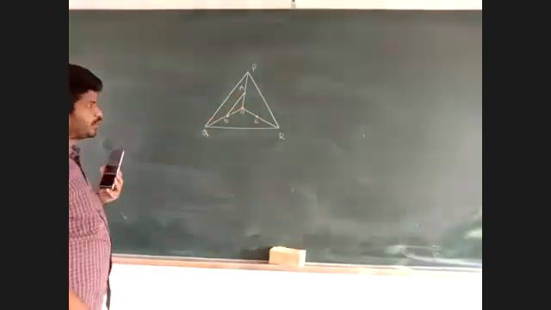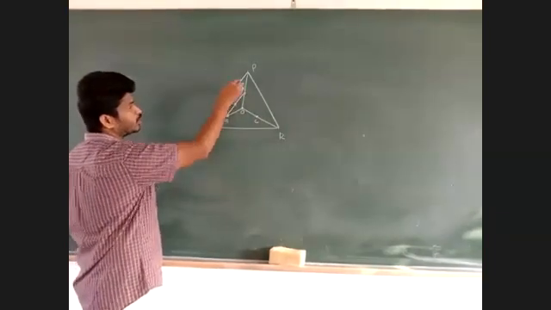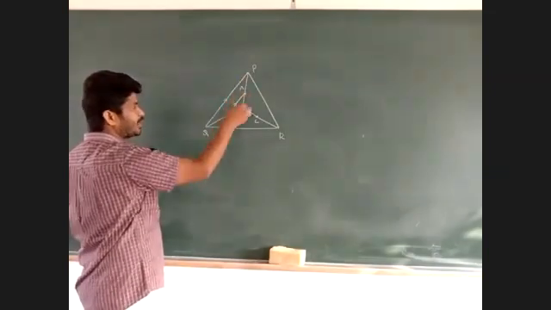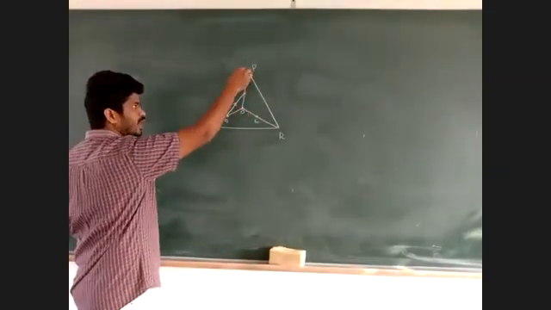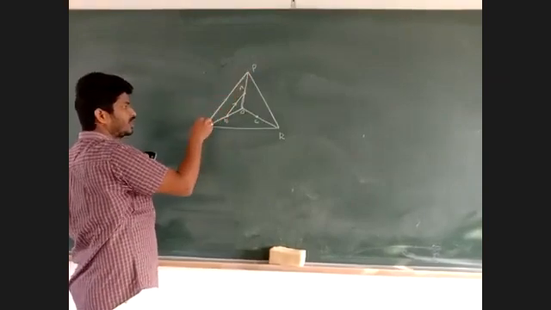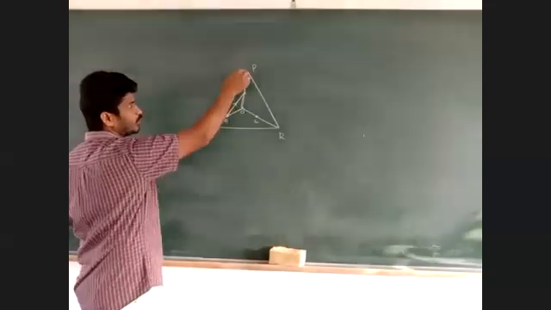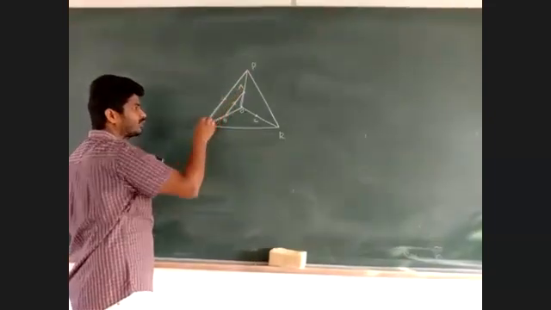Join AB. Here, this AB is parallel to PQ. In triangle POQ, AB is parallel to PQ. Then apply the basic proportionality theorem.